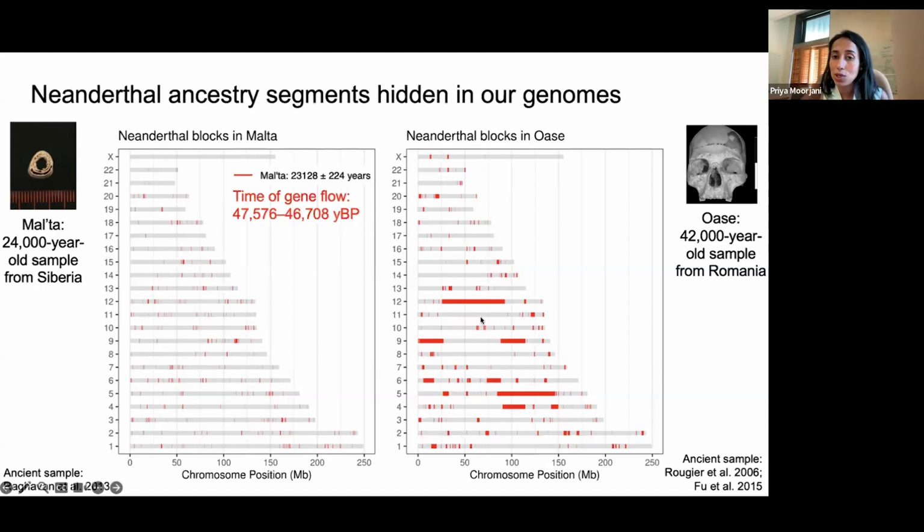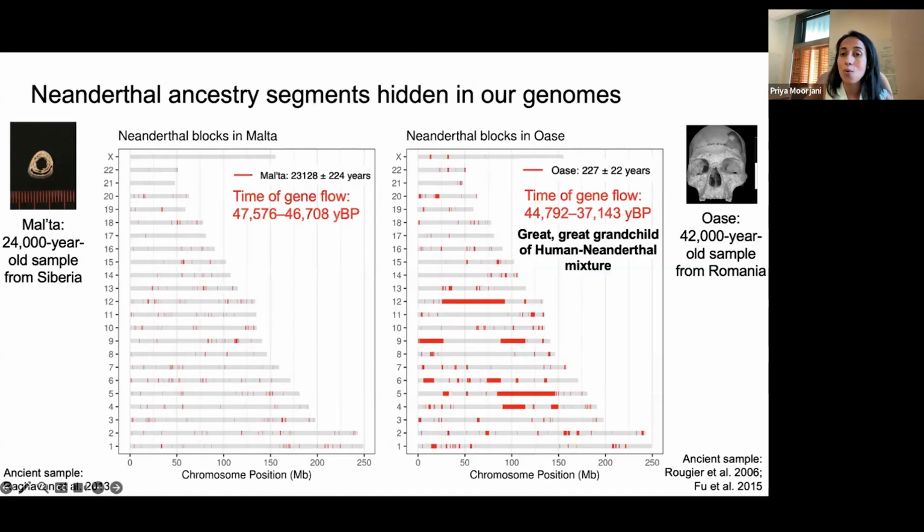Now, if we look at Oase's genome, you can see that there are very large blocks of Neanderthal ancestry. That's because in the case of Oase, the gene flow occurred 200 years before the sample lived, which is only about 6 generations, which means that Oase is a great-great-grandchild of a human-Neanderthal mixture. It's samples like Oase that have pressed the debate about whether there was gene flow between modern humans and Neanderthals, because we can see through these ancestry paintings that there are large blocks of Neanderthal ancestry in our ancestors.